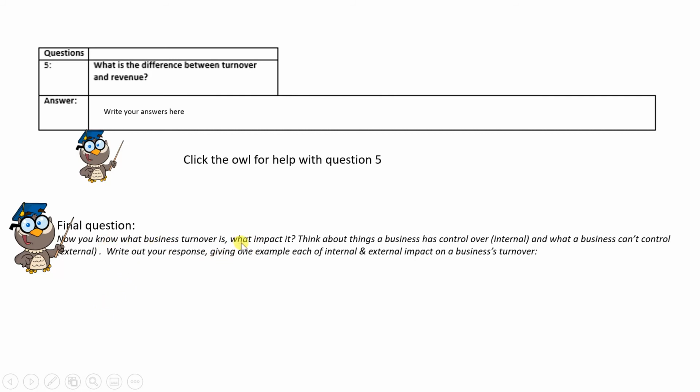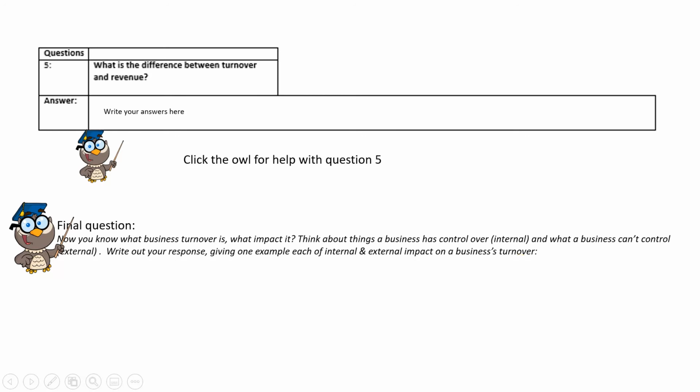For your final question, you now know what turnover is. This is about what impacts turnover. So think about what a business has control over. These are called internal impacts. And then think about what a business can't control. They are external impacts. Your job is to write out your response, giving one example of each of an internal and external impact on a business's turnover.